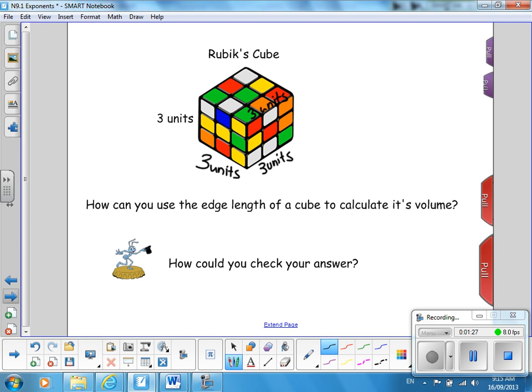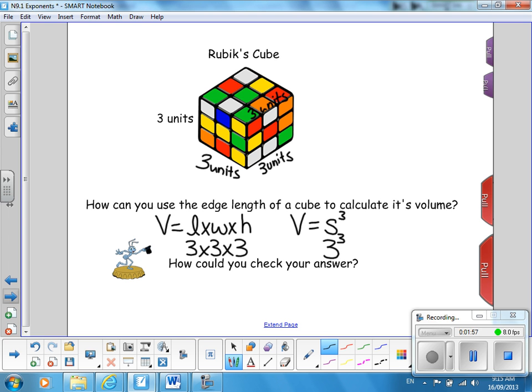So how can we use the edge length of a cube to calculate its volume? Well, again, from previous math classes that you would have taken, you can know that the volume of a cube, you can either go length times width times height, or it's side cubed, because all sides are the same. In this case, it's 3 times 3 times 3, which is the same as 3 cubed.